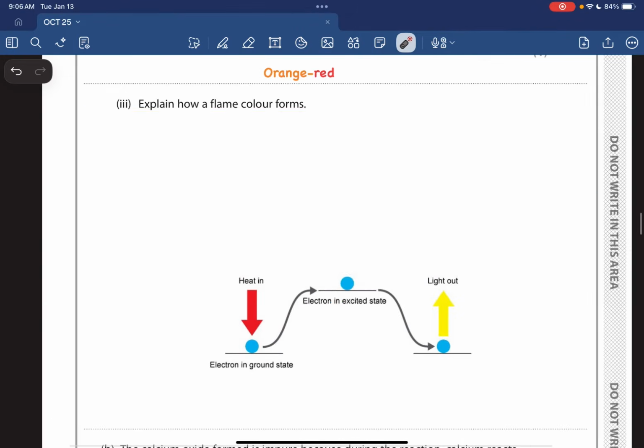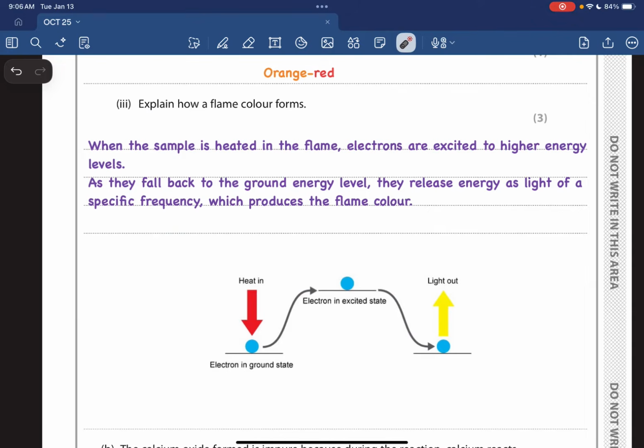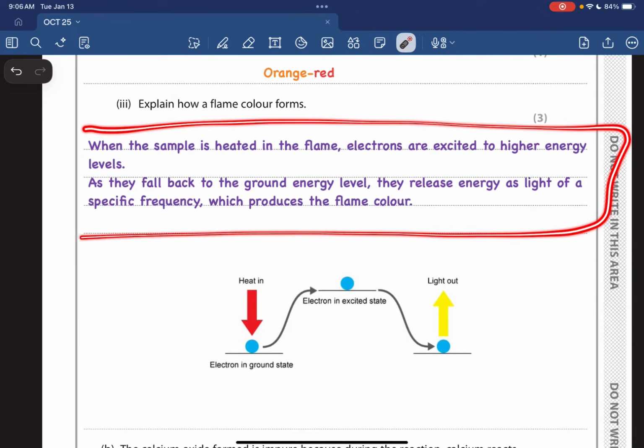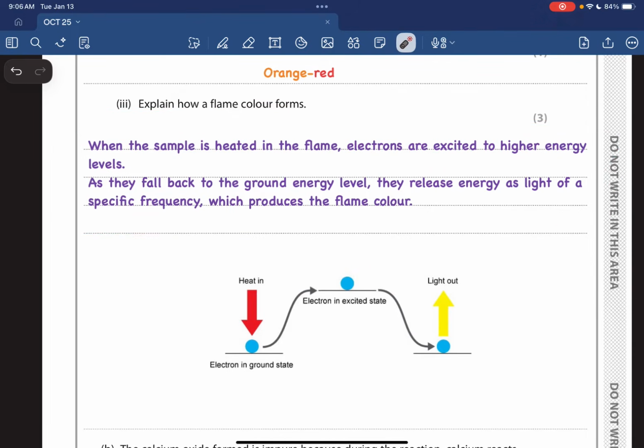Okay, so the answer for this should look like this, this is what I have written over here. Now what you're going to do is just take a reading at this. Okay, this is what I have said so far.